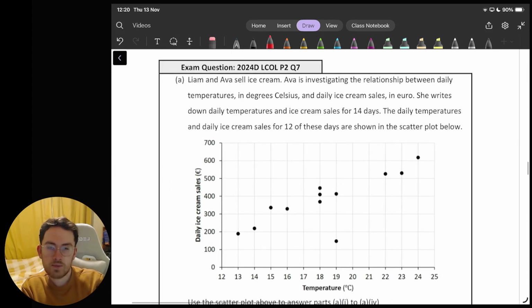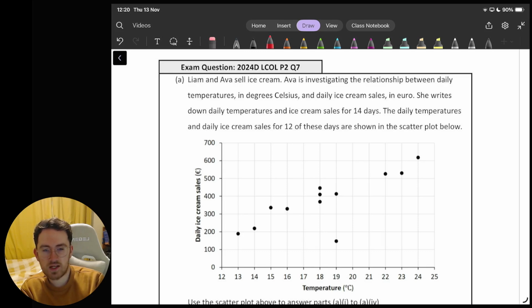Okay, we have a question now from a deferred paper, so just a bit of a longer question, which is no harm to give us a bit of insight into the sorts of questions here again. So here's the example that I mentioned earlier. Liam and Ava are selling ice cream, and Ava wants to investigate the relationship between the temperature and the ice cream sales. And she writes down the temperature and ice cream sales for 14 days, and then she plots them on the scatter plot below.